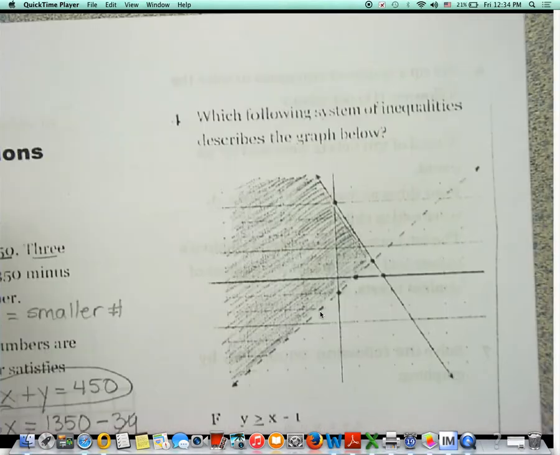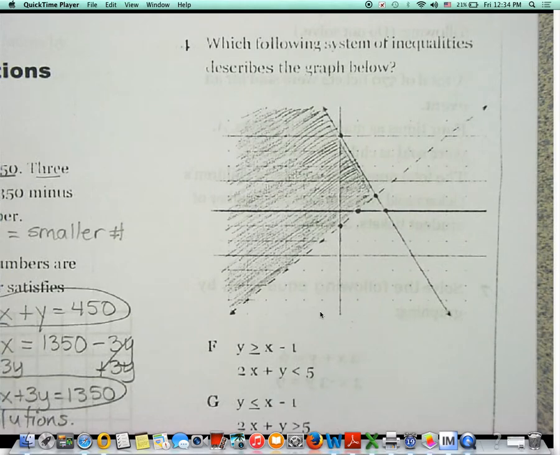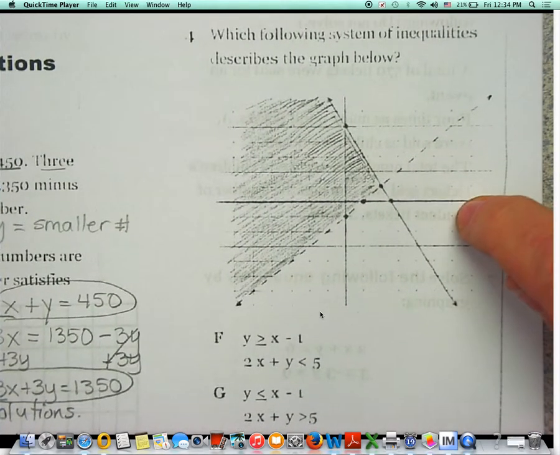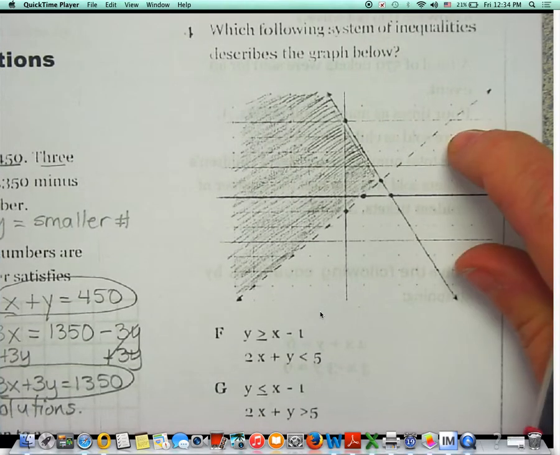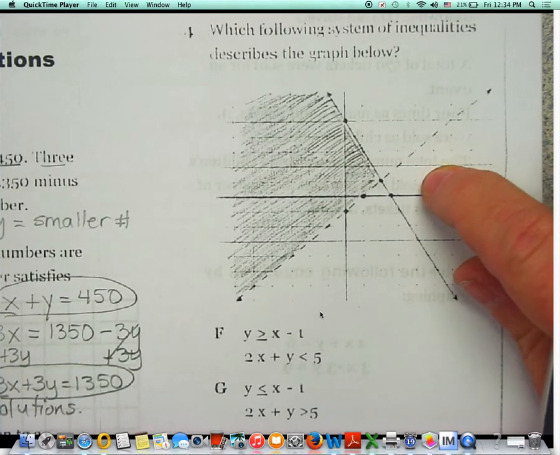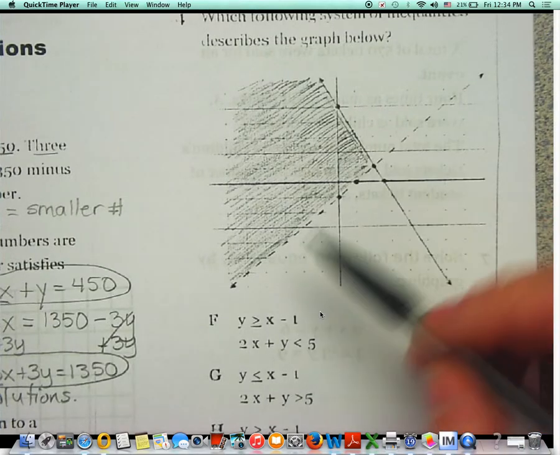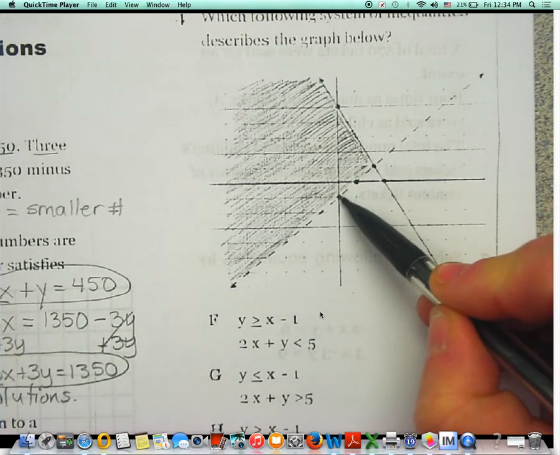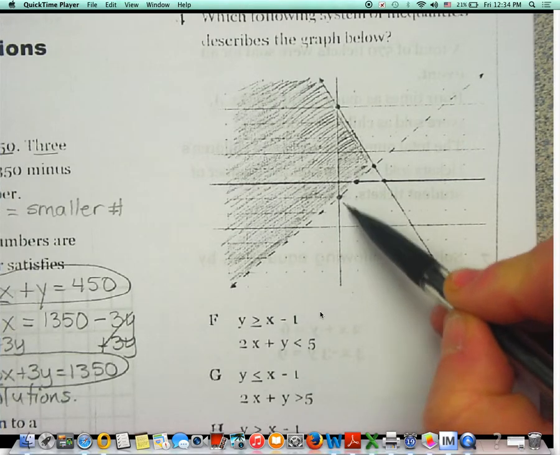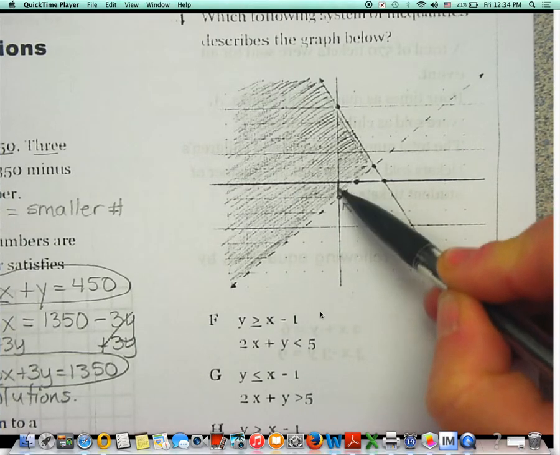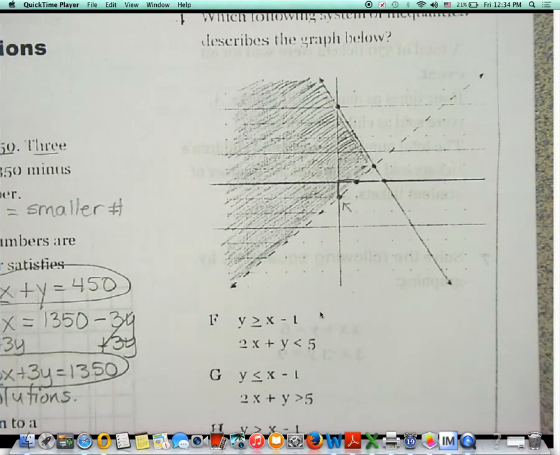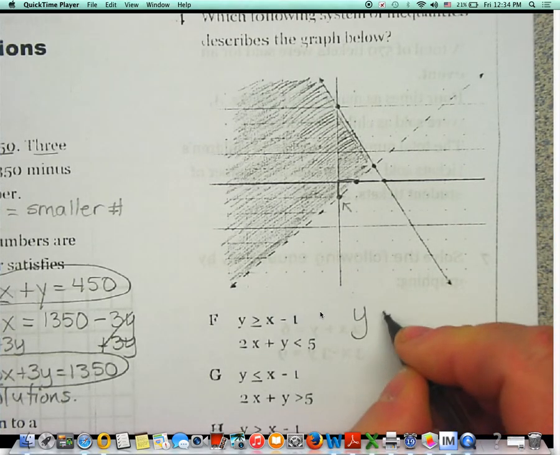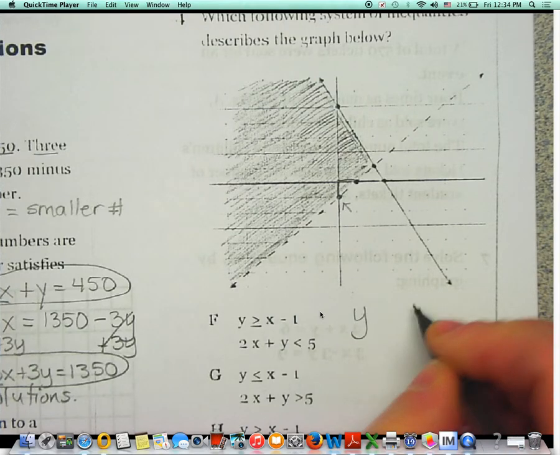Okay, number 4. Which of the following system of inequality describes the graph below? So this is a kind of graph where they give you the graph and you have to write the inequalities that go with this graph. So we're going to start with a dotted line, and we're going to write a line for this dotted line. And notice that the y-intercept is at -1, and the slope, it goes up 1 over 1. So we can say y, and instead of putting equals to, we're going to either put less than or greater than. We'll do that in a minute.